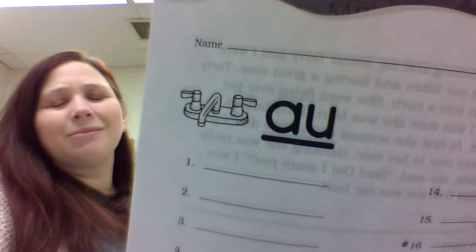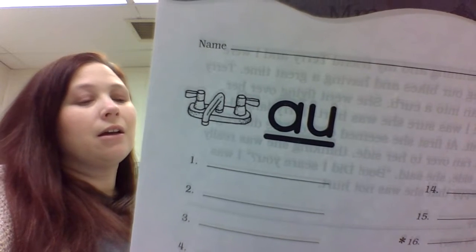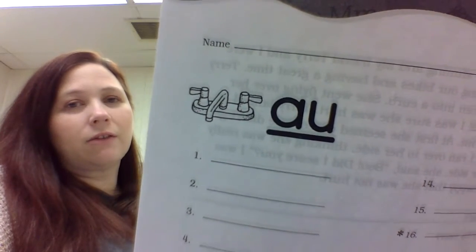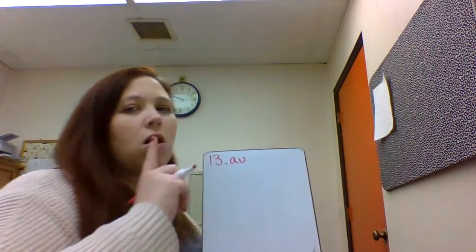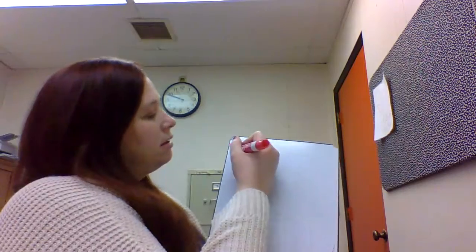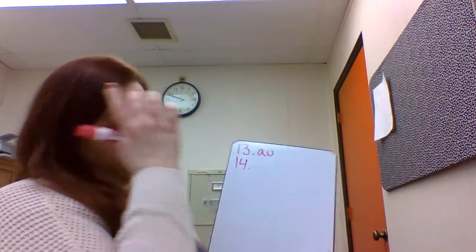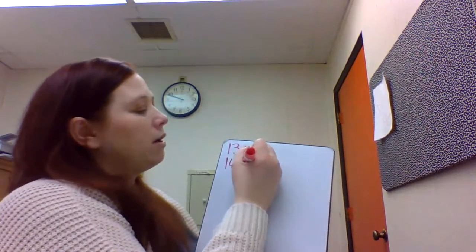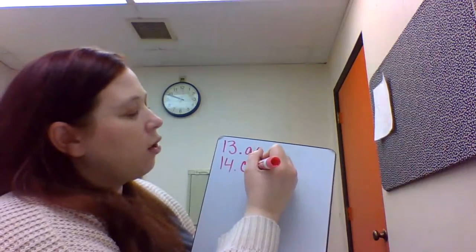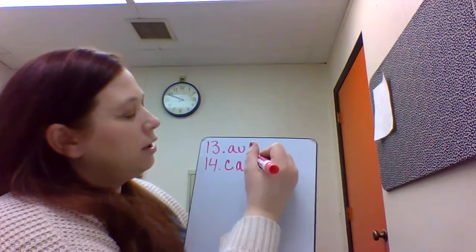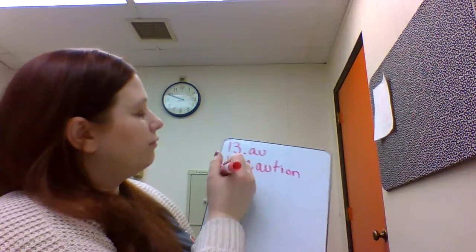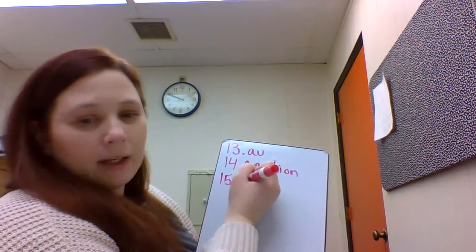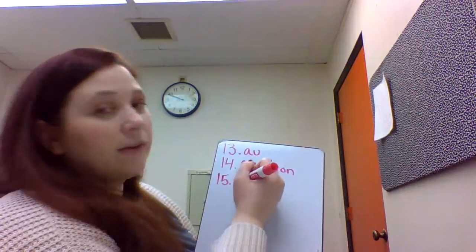Do you know what that is? Kind of looks like a sink. It's a faucet. So when we see that picture, we'll know that's faucet, AU. It makes that aw sound. Number 14, let's spell the word caution. So we have K, and then we have that aw sound, AU, and then our final stable syllable, shun, TION, caution.